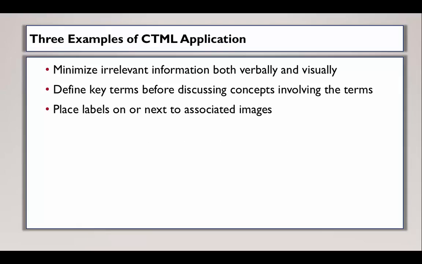3 examples of applying the cognitive theory of multimedia learning: including only relevant material in the information presented for minimization of extraneous load, as you saw earlier in this presentation. Defining key terms before discussing the concept to allow learners to apply knowledge of terms to the concept rather than learn both terms and the concept concurrently. And placing labels in close proximity to the associated images to best use spatial contiguity.